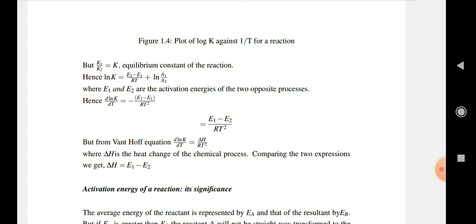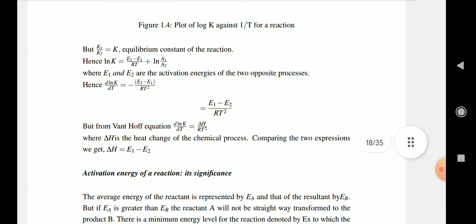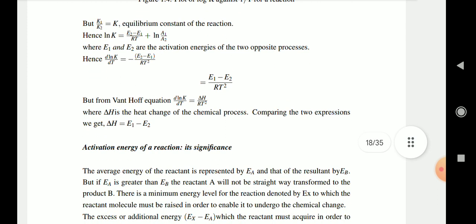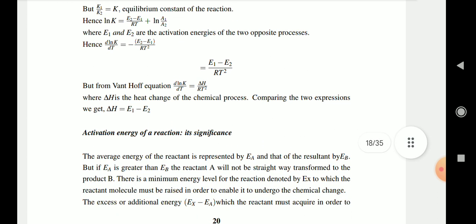Hence d ln K/dT = (E1 − E2)/RT². From the Van 't Hoff equation, d ln K/dT = ΔH/RT², where ΔH is the heat change of the chemical process. Comparing the two expressions, we get ΔH = E1 − E2.